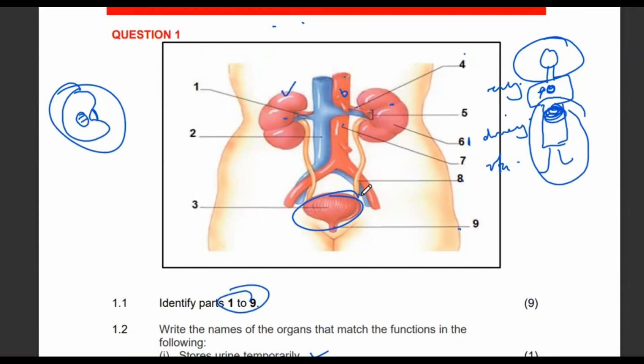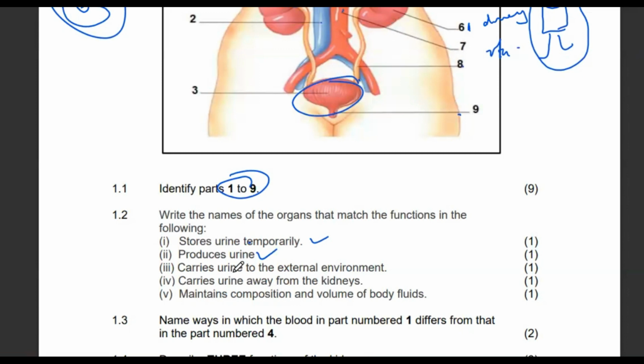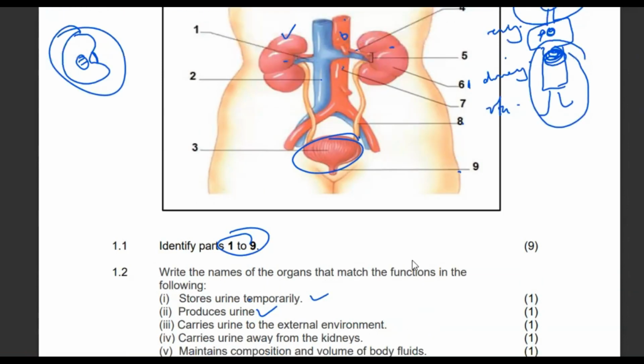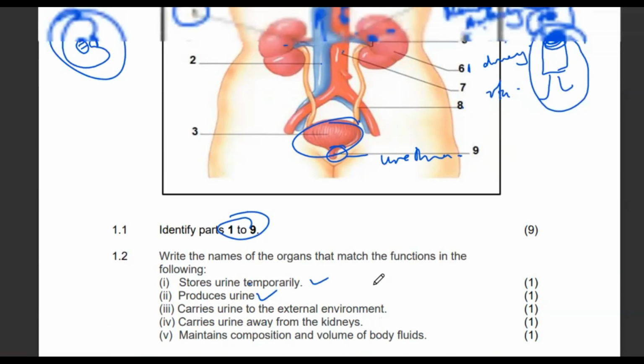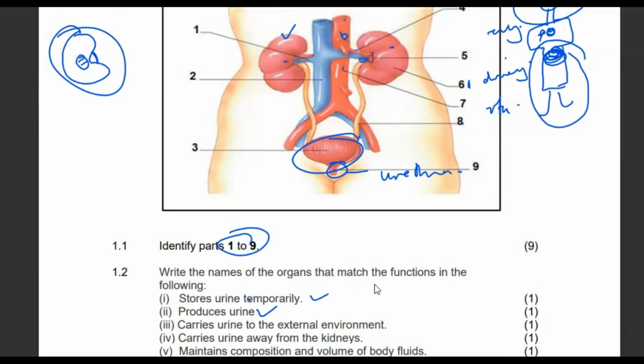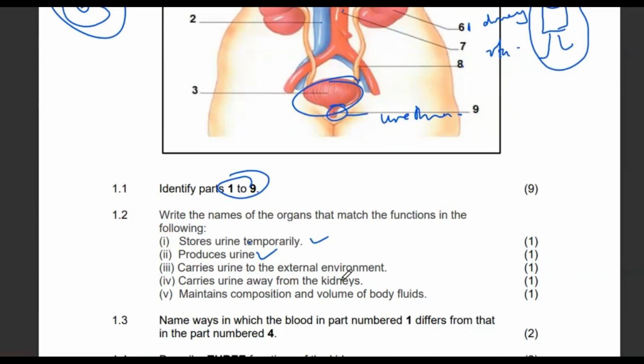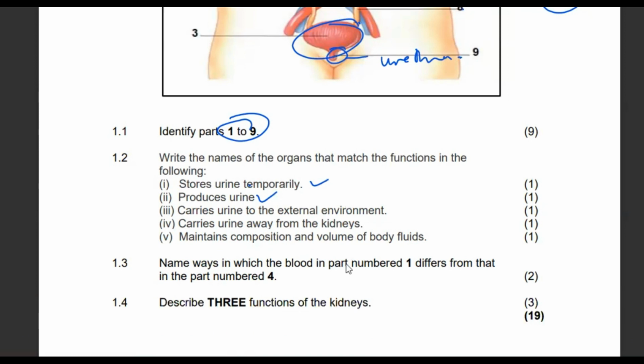Then the next question: carries urine to the external environment. It takes the urine to the external environment. This is part number 9, which is the urethra. Then, carries urine away from the kidney. They are looking at this tube from here to here because it carries urine away from the kidney. Therefore, the answer becomes ureter, which is number 8.